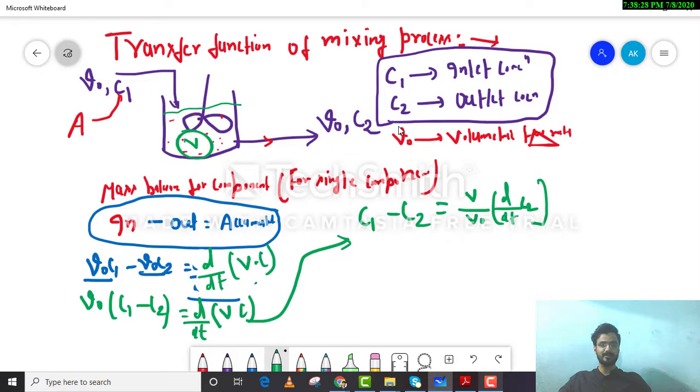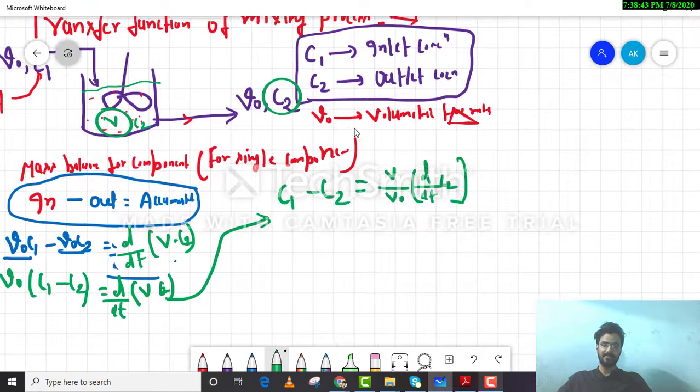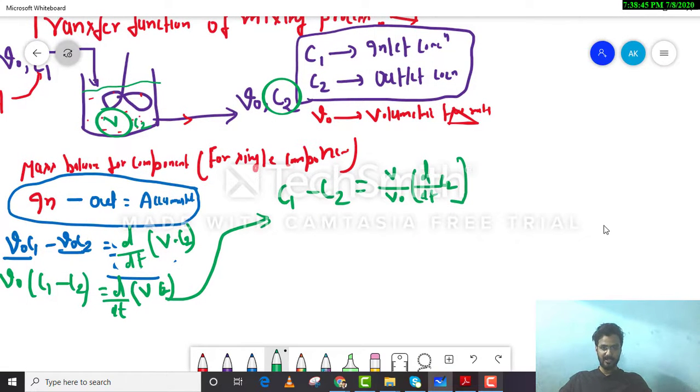Why am I writing c2 here? Because the substance inside the reactor will get well mixed. So here you will be getting a concentration c2, and again here also you will be getting a concentration c2. You need to focus on that. Nothing else I am going to discuss, this is the simple thing. Now from here you can derive the equation.